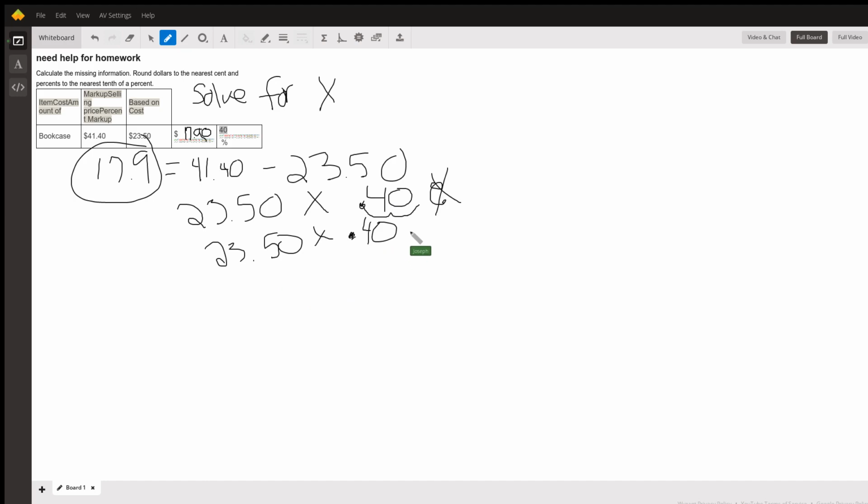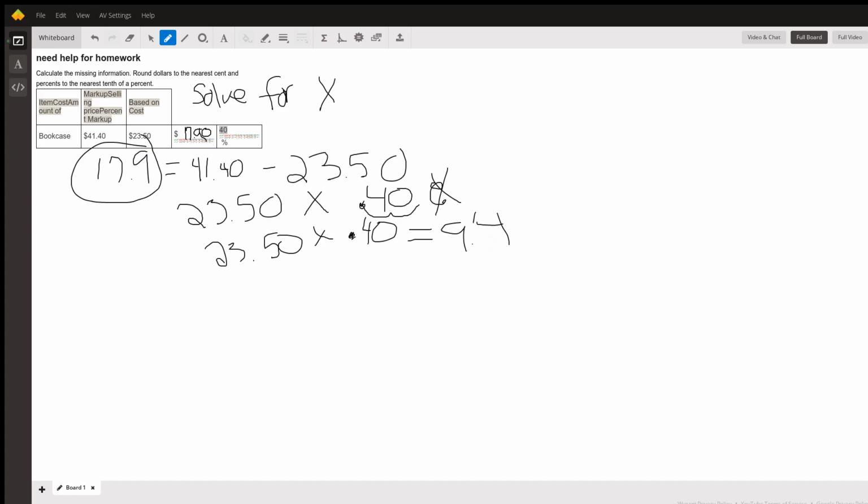So what does this equal? 23.50 times 0.40. 23.5 times 0.40 equals 9.4. So that means 40% of 2350 equals 9.4.